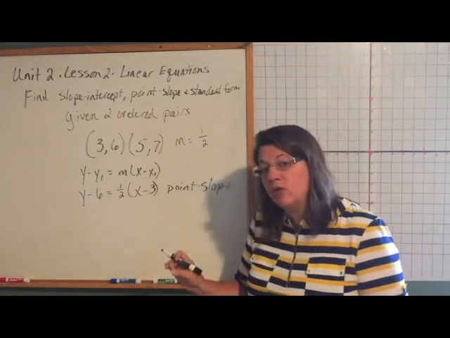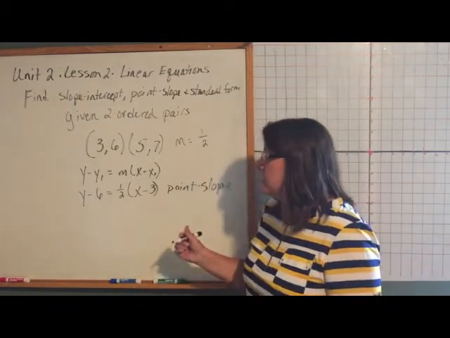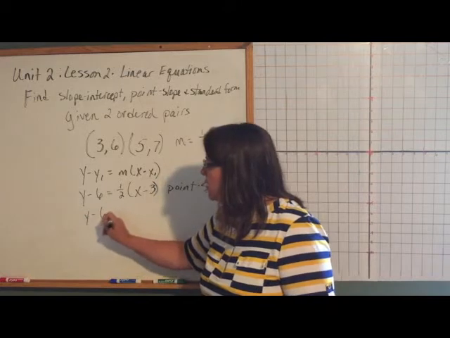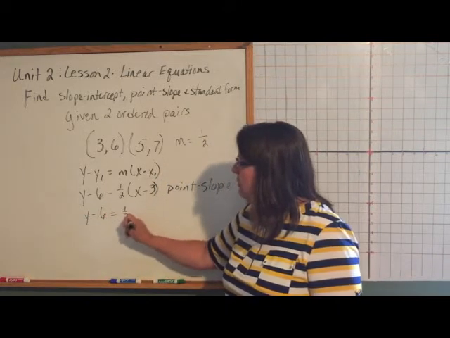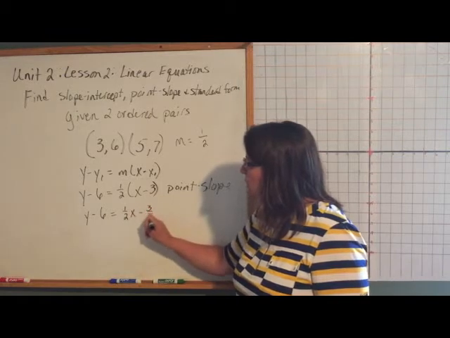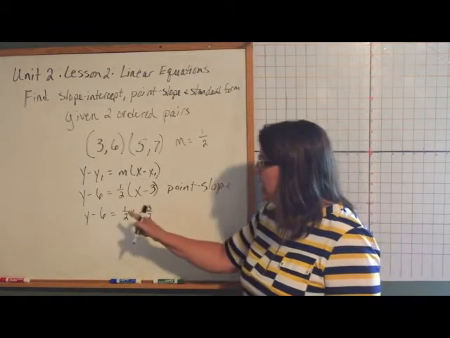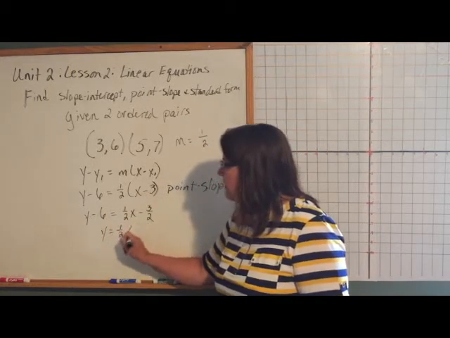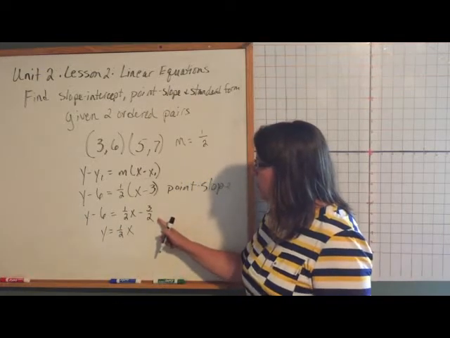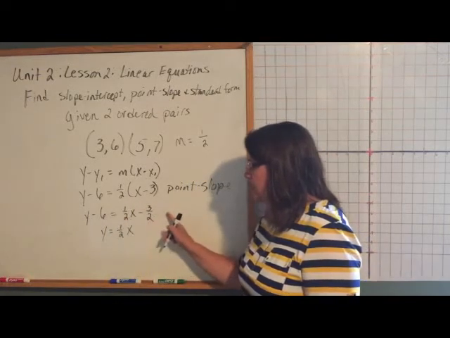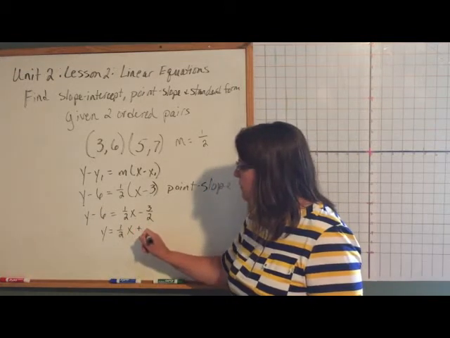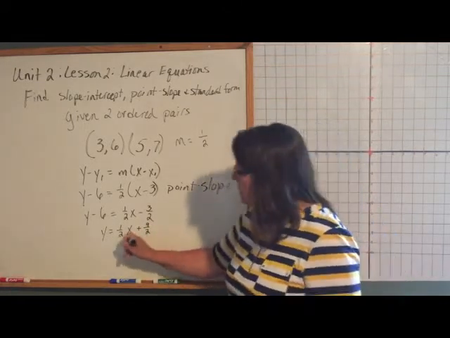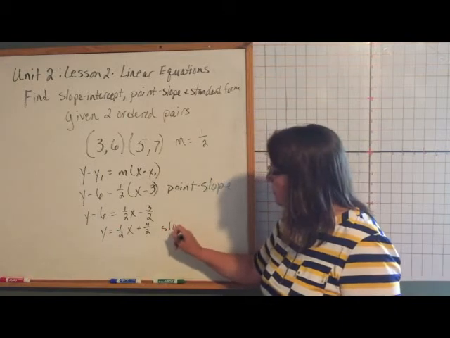In order to get it into slope-intercept form, I have to get y by itself. To get y by itself, I'm going to distribute the 1/2. So I've got y minus 6 equals 1/2 x minus 3/2. And then I'm going to add 6 to the other side. So y equals 1/2 x, and then -3/2 plus 6. That would be a positive 9/2 or 4 1/2. So this is my slope-intercept form.